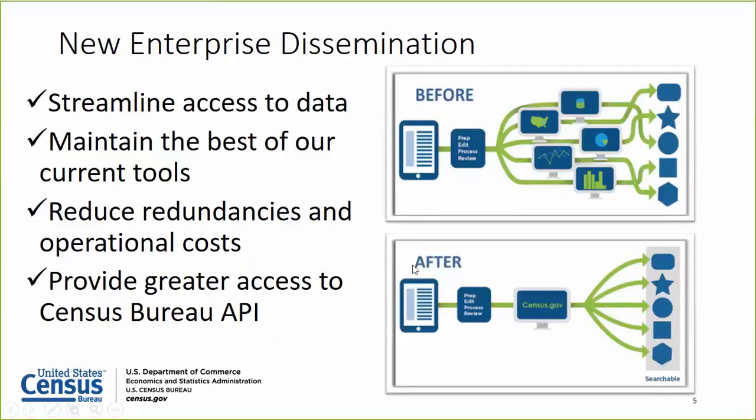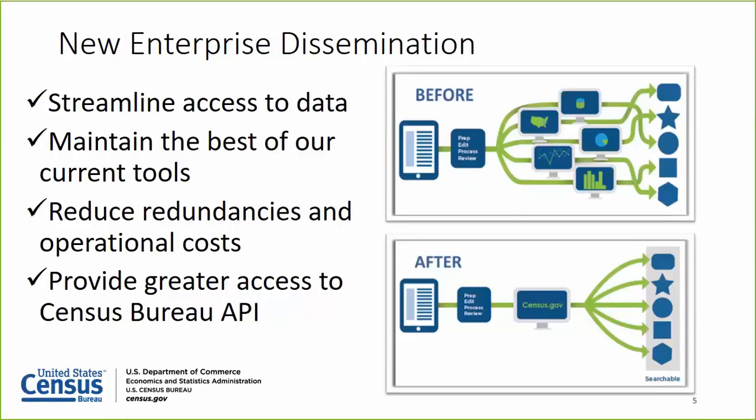With Enterprise Dissemination, we continue to collect information, prepare, edit, and review it, and disseminate it one time through the Census Bureau's API on a single platform where you can search in order to access the Census Bureau data all in one place. Some benefits of this are listed on the upper left-hand side of the slide. Our goal is for you to spend less time searching for data and more time using it by streamlining your access. Enterprise Dissemination also allows us to maintain the best functionality of our current tools when we have something that's working particularly well.